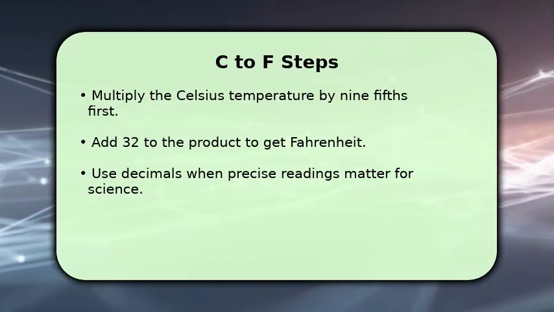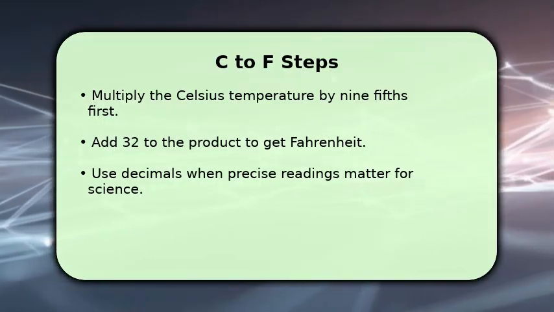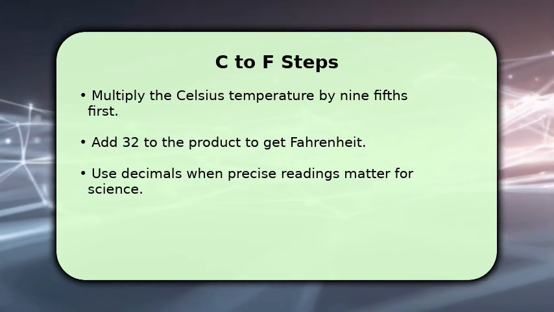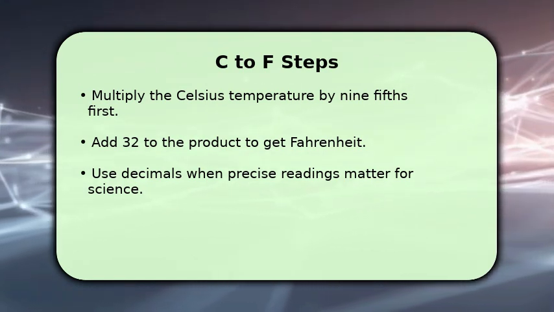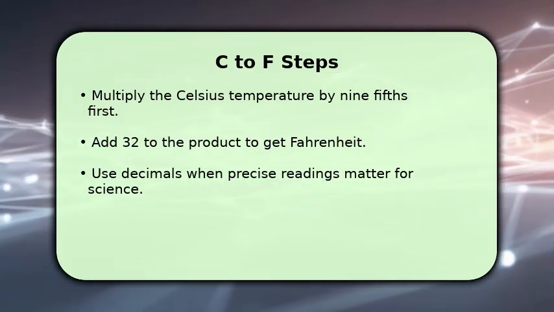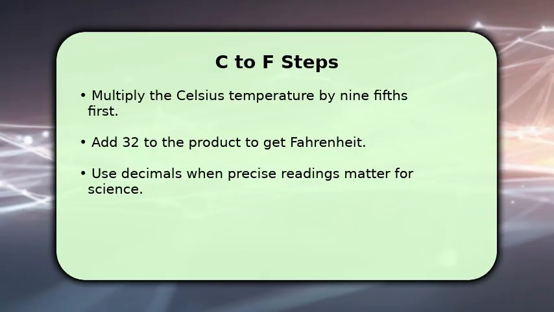First, multiply the Celsius temperature by 9/5 to adjust the scale. Then, add 32 to that product to restore the Fahrenheit offset and get the correct value. For practical uses like weather and travel, round as needed, and for lab work, keep at least 1 decimal place for accuracy and consistency.